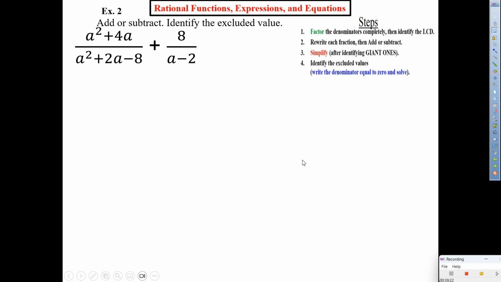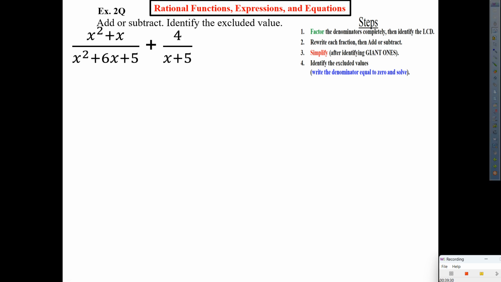So, we have time for one more. Yeah, copy this one, please. Do that one completely by yourself. This is almost exactly like the one we just did. X squared plus x over x squared plus 6x plus 5 plus 4 over x plus 5. Hopefully by now you should be able to go a little bit faster on this one. But showing all your steps.